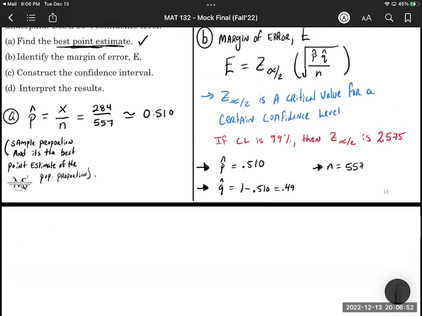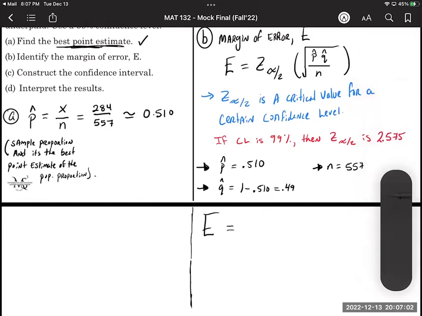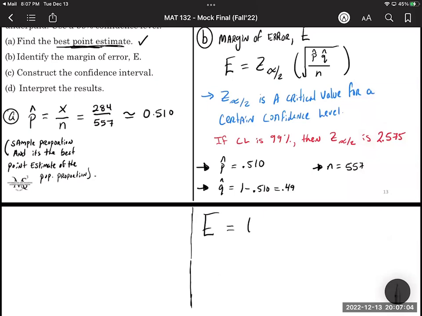For part B, we're going to have E. Oh, my bad, that's the wrong E, that's sigma. That's not the case. It's E equals the critical value, 2.575, times the square root of 0.51 times 0.49 over 557.